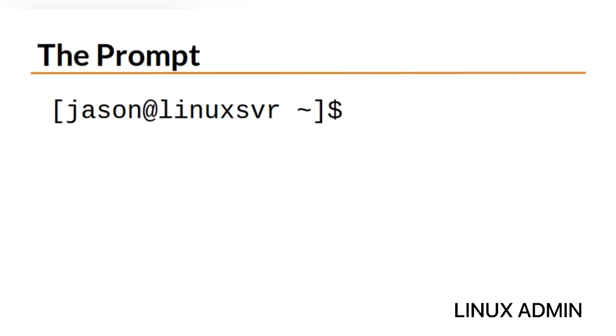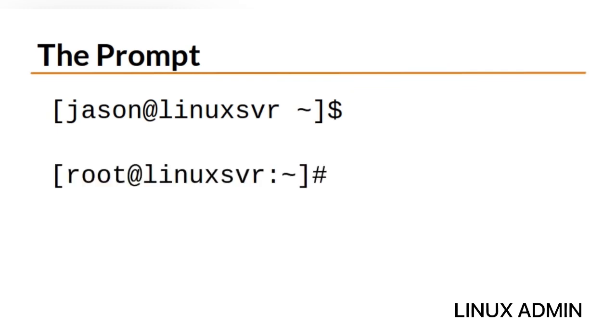In this example prompt, you'll see a username, Jason, and the name of the Linux system that you're connected to, in this case, Linux SVR or Linux server. At the end of the prompt, you'll see a $ sign. This is an indication that you're using the system as a normal user as opposed to a superuser. The superuser shell prompt ends typically with a # sign. The superuser on a Linux system is also called root.